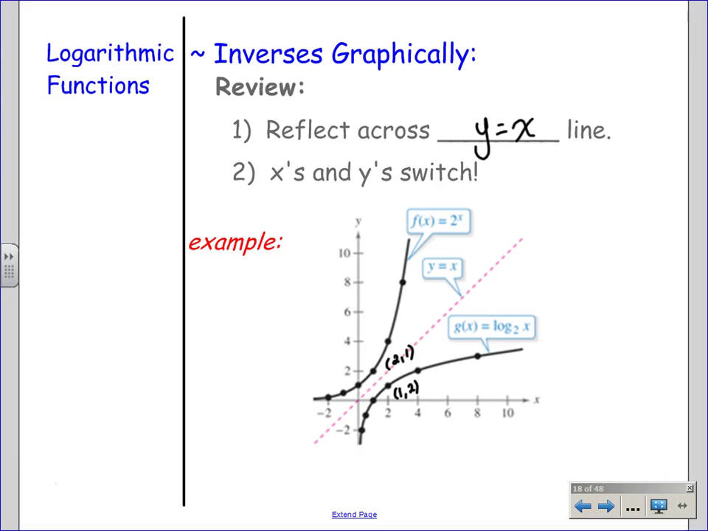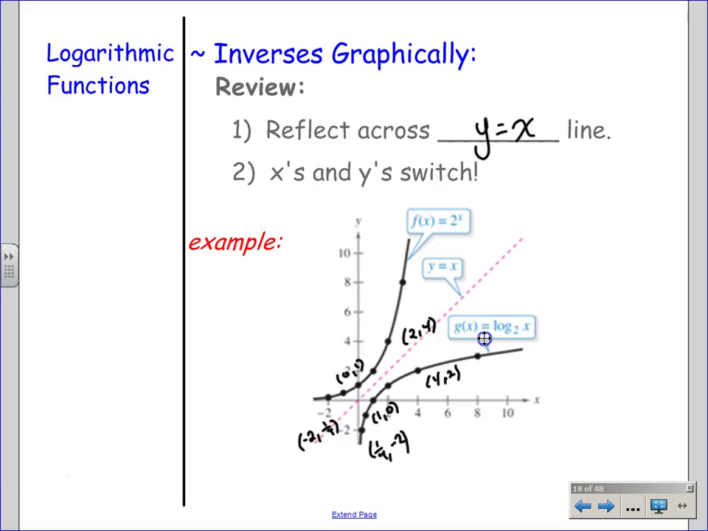Where's the point (2, 1)? Silly me. The exponential has (2, 4). The logarithm has (4, 2). The exponential would have the point (0, 1), the logarithm would have the point (1, 0). The exponential would have the point (-2, 1/4), and the logarithm would have (1/4, -2). So if you ever needed to, if this one's easier than that one, get its points and then just flip, flip, flip. There he is.